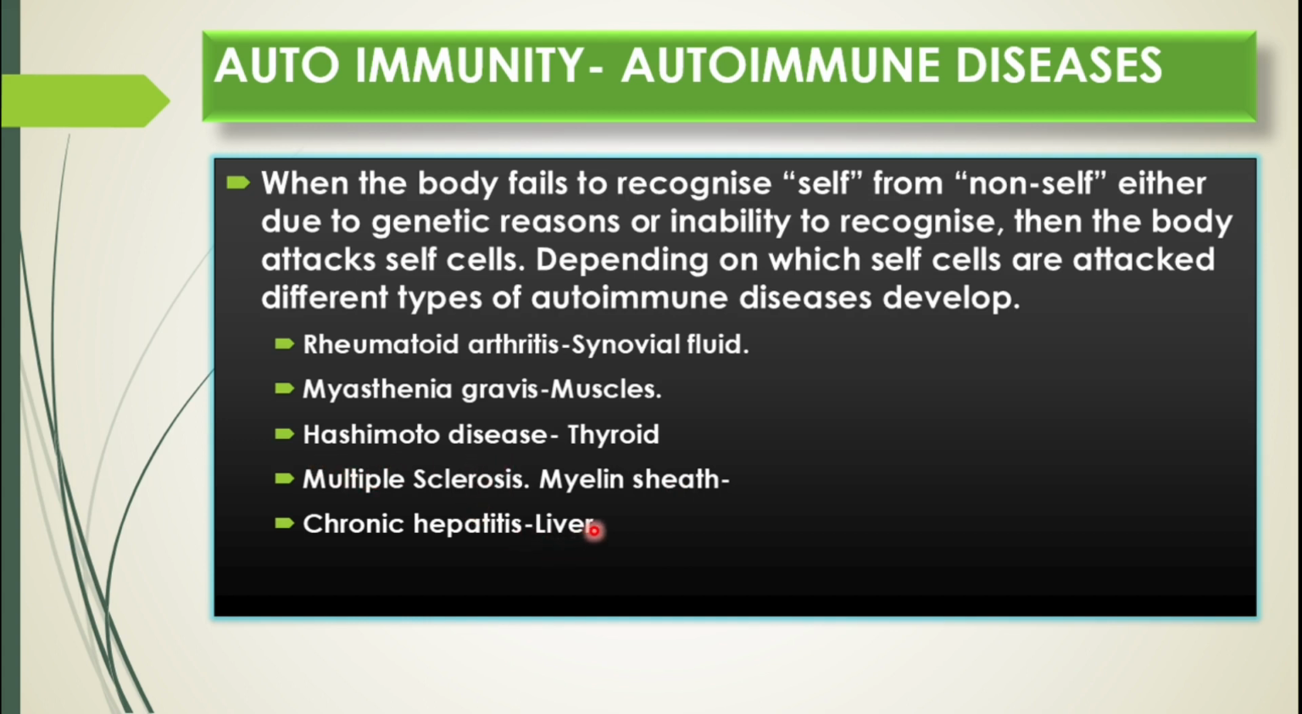Sometimes our immune system fails to recognize our own liver cells and it starts destroying our liver cells. And that leads to a disease called chronic hepatitis. So these are some examples of autoimmunity or autoimmune diseases, where our immune system fails to recognize our own self.